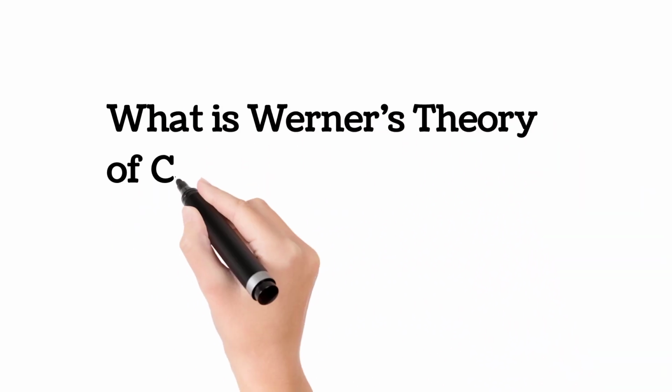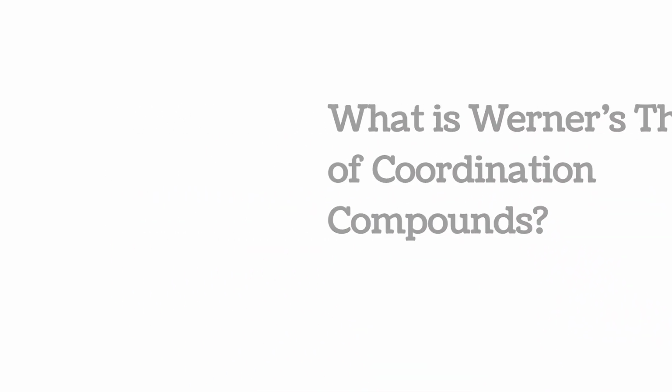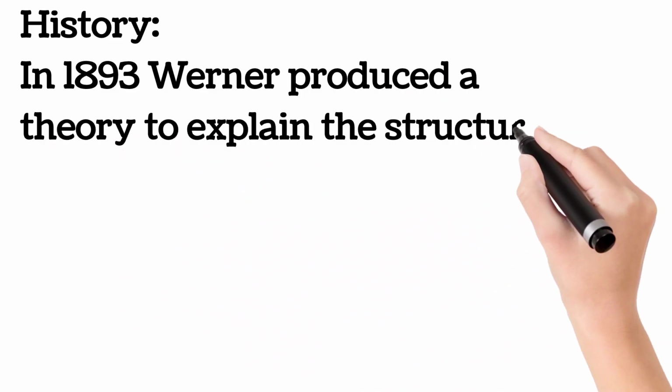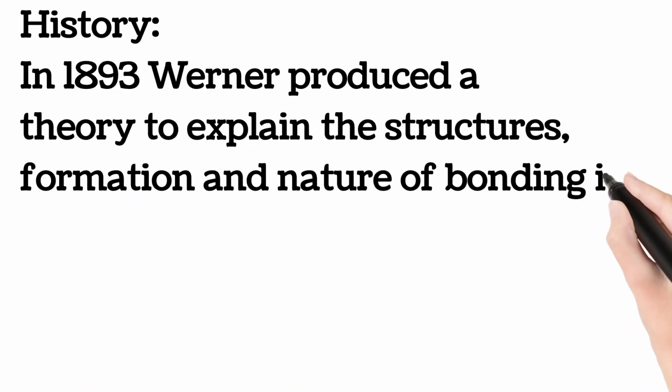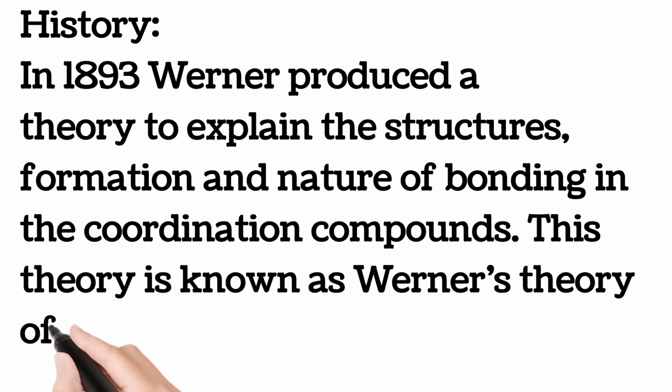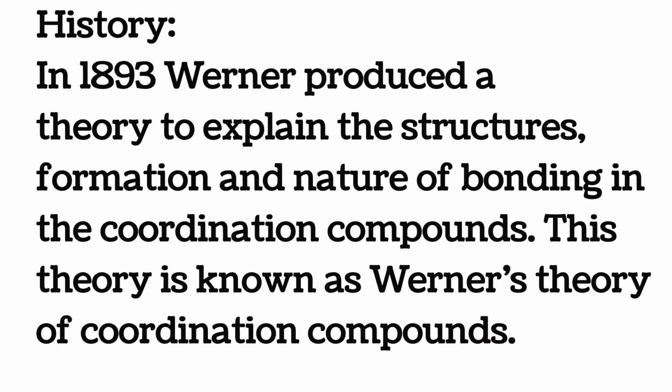What is Werner's theory of coordination compounds? History. In 1893, Werner produced a theory to explain the structures, formation and nature of bonding in the coordination compounds. This theory is known as Werner's theory of coordination compounds.